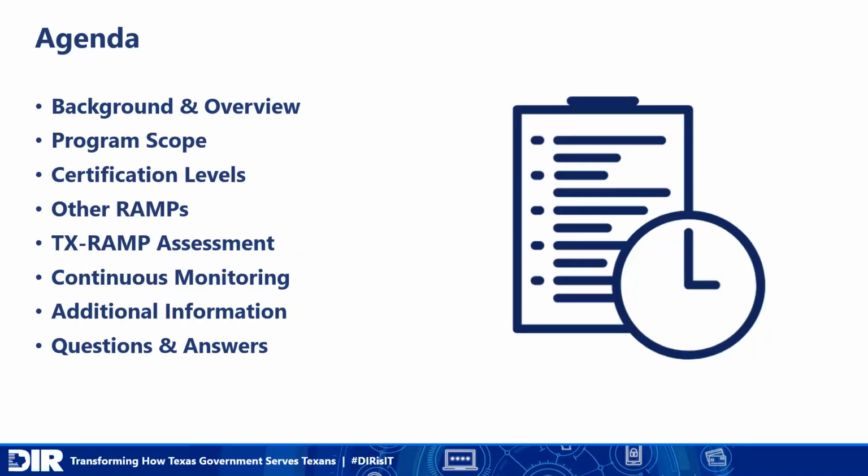Then I'm going to talk briefly about the TXRAMP assessment process, a little bit about the criteria that we are using to evaluate and make a determination on whether or not a cloud service can obtain a certification. And then after certification, the continuous monitoring component. And then I'm going to close out with some additional information regarding some higher level administrative functions and policies around the program. And then luckily, if we have any time left, we can have a session for questions and answers. I'd like to get as many of those answered today as possible. But again, we will review all this information and make sure that questions are being answered.